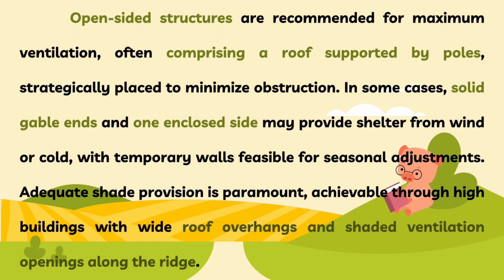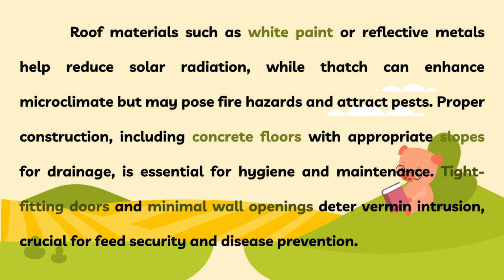Open-sided structures are recommended for maximum ventilation, often comprising a roof supported by poles, strategically placed to minimize obstruction. In some cases, solid gable ends and one enclosed side may provide shelter from wind or cold, with temporary walls feasible for seasonal adjustments. Adequate shade provision is paramount, achievable through high buildings with wide roof overhangs and shaded ventilation openings along the ridge. Roof materials such as white paint or reflective metals help reduce solar radiation, while thatch can enhance microclimate but may pose fire hazards and attract pests.